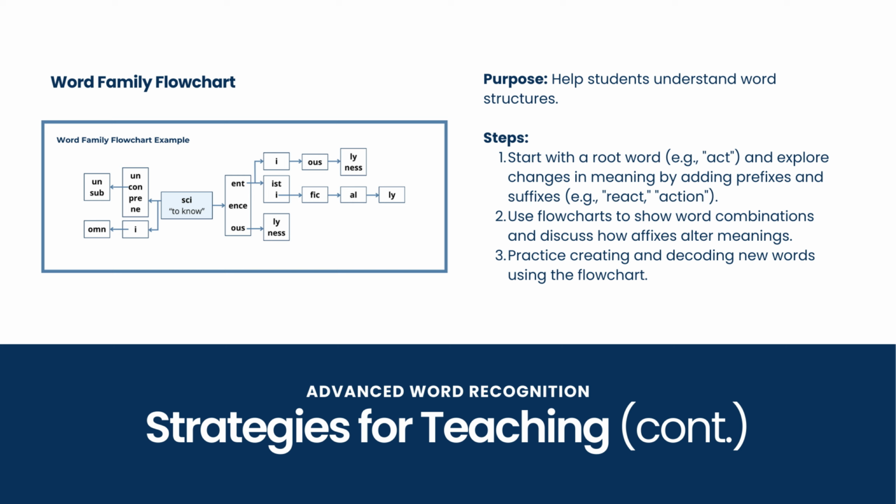Word family flowcharts are a powerful tool for building morphological awareness and decoding skills. Start with the root. Begin with a root word such as act, meaning to do. Add prefixes and suffixes. Show how affixes change the word's meaning. For example, in the word react, the prefix re means again. In the word action, the suffix ion turns the word into a noun. And in the word active, the suffix ive makes it an adjective.